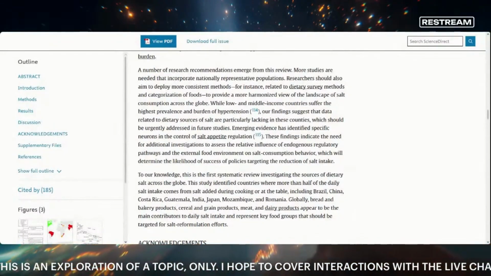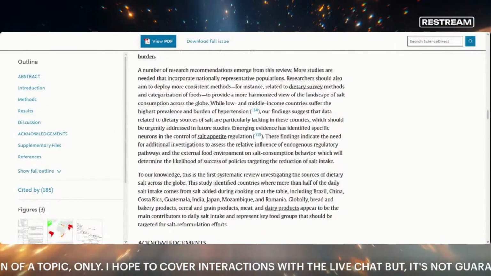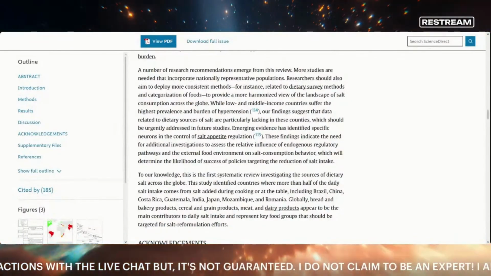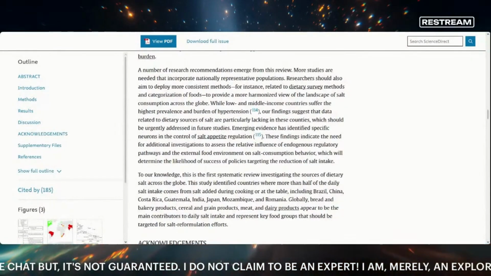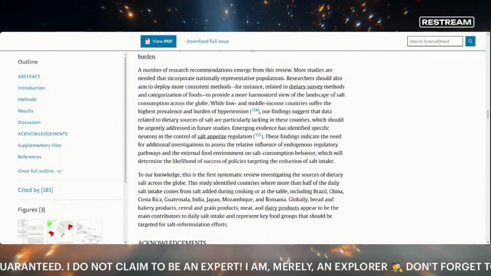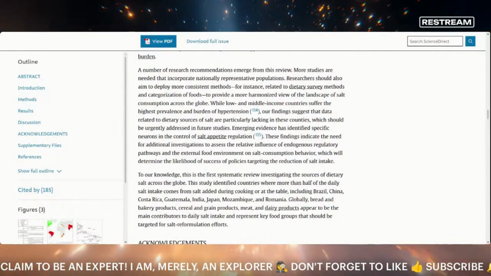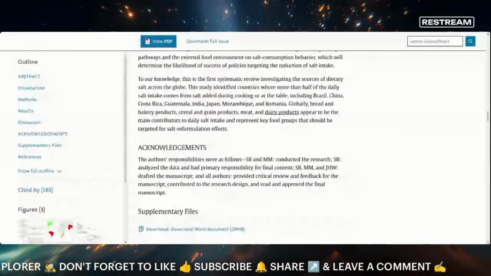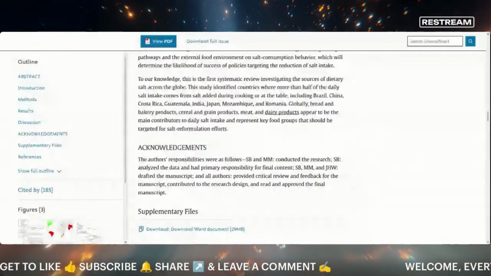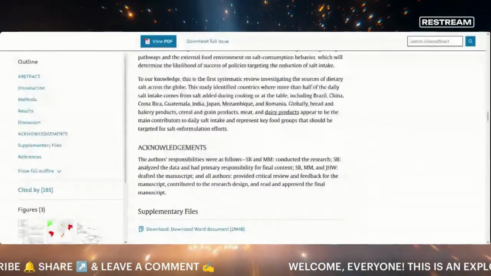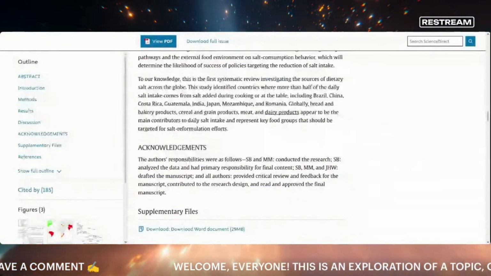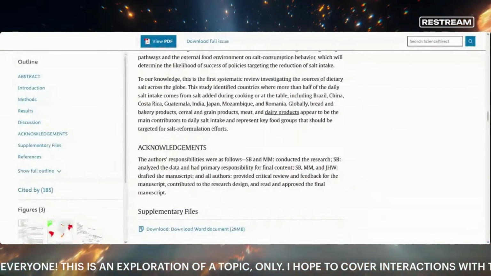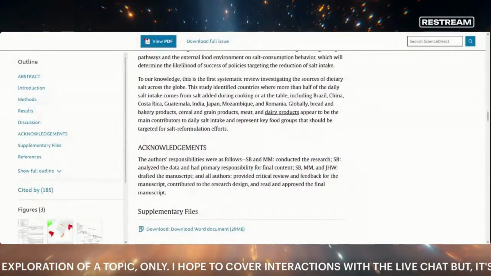And the external food environment on salt consumption behavior, which will determine the likelihood of success of policies targeting the reduction of salt intake. This is the first systematic review investigating the sources of dietary salt. This study identified countries where more than half of the daily salt intake comes from salt added during cooking or at the table, including Brazil, China, Costa Rica, Guatemala, India, Japan, Mozambique, and Romania.